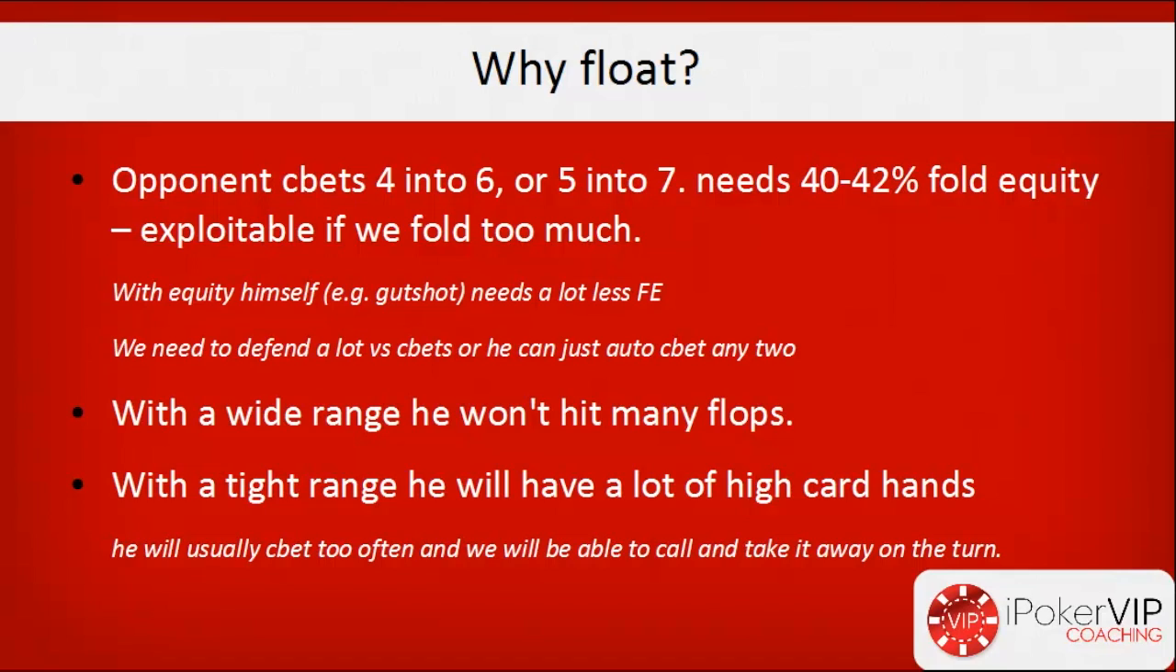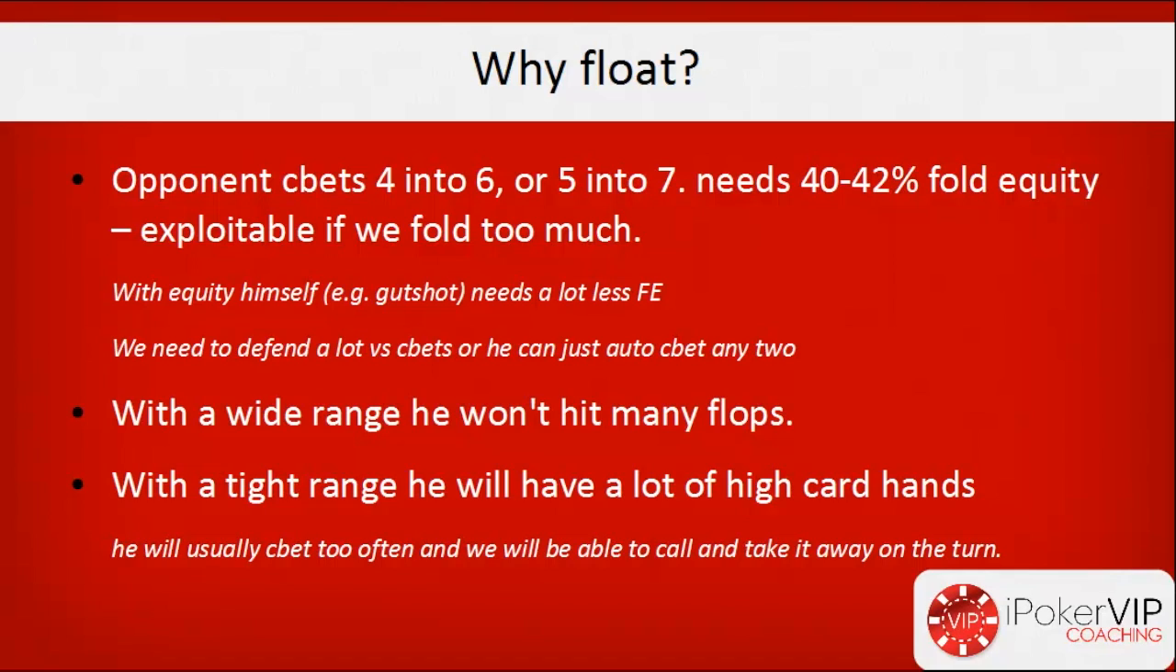So let's move on to talking about why float. Why not just play fit or fold? Well, let's assume that our opponent's raised pre-flop and we call and everyone else folds and we see a heads-up pot. The pot's usually going to be about 6 or 7 big blinds in size, and our opponent's usually going to bet 4 to 5 big blinds as a continuation bet. So he needs us to fold 40 to 42% of the time for him to show an automatic profit, c-betting any 2 cards on the flop.